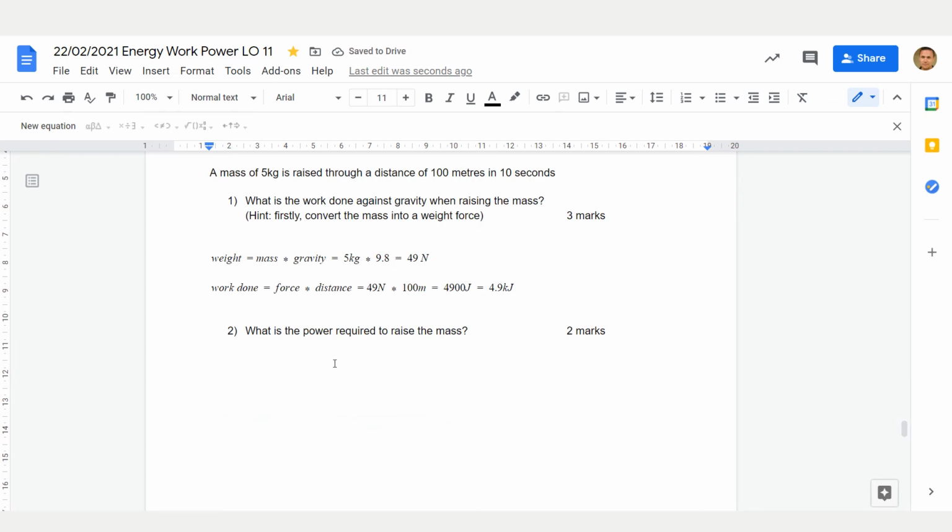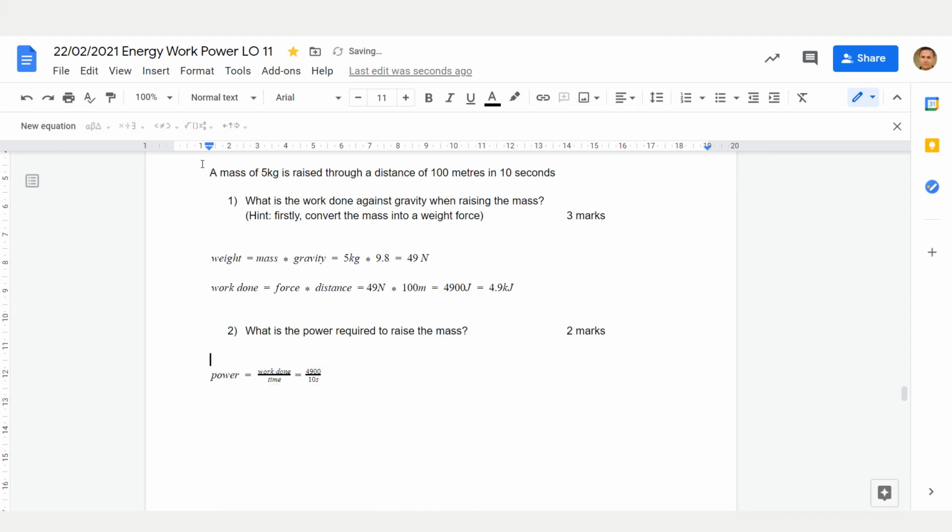What's the power required to do that work? Well, power is how quickly you do work. Power is equal to work done over time, which is equal to 4,900 joules, and it took 10 seconds, so the time was 10 seconds.